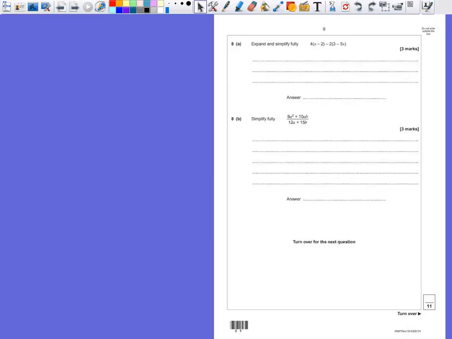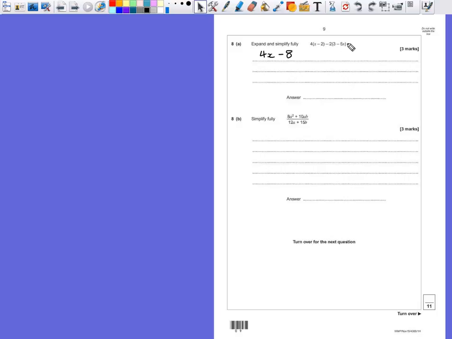Question 8, Part A. Expand and simplify fully. So the first step is to expand the brackets, realising that everything outside the bracket must be multiplied by everything inside the bracket. 4 times x is 4x. 4 times negative 2, or subtract 2, would be to subtract 8. Now we've got to subtract 2 times this bracket.